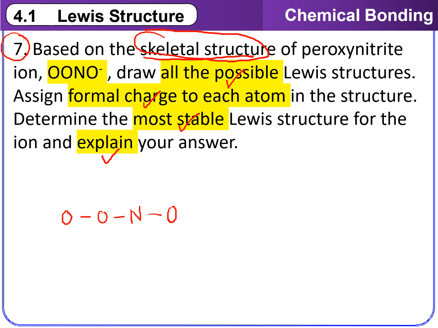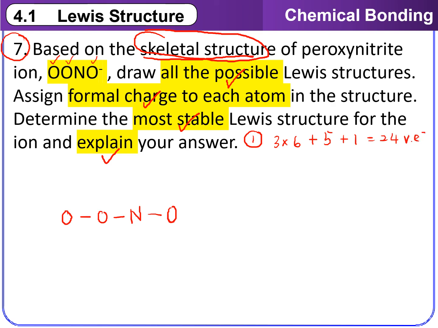Okay, as usual, start with step number 1, total valence electrons. There are 3 oxygens here. Each oxygen has 6 electrons. And then nitrogen has 5 valence electrons, and we gain 1 electron. So in total here we have 24 valence electrons.